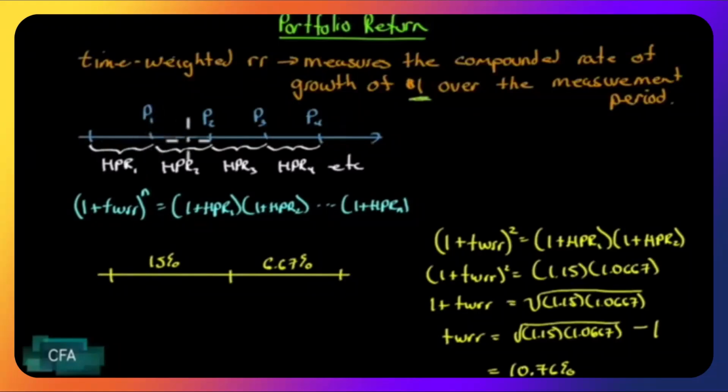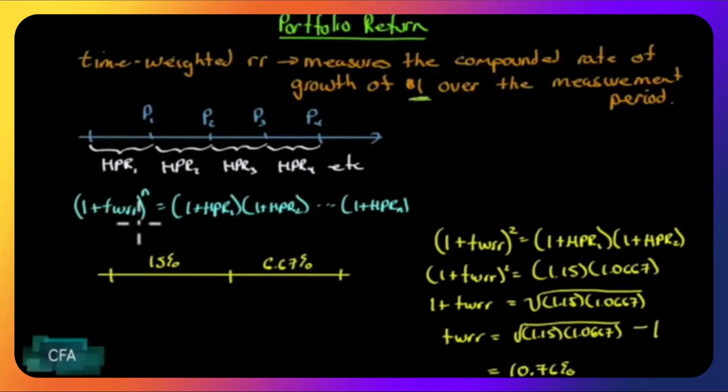Let's say that we have several quarters, P1, P2, P3, P4. This represents 1 year: quarter 1, quarter 2, quarter 3, quarter 4. We can calculate a holding period return. If this is a hedge fund that does quarterly evaluations, we can calculate a holding period return for quarter 1, for quarter 2, 3, and 4.